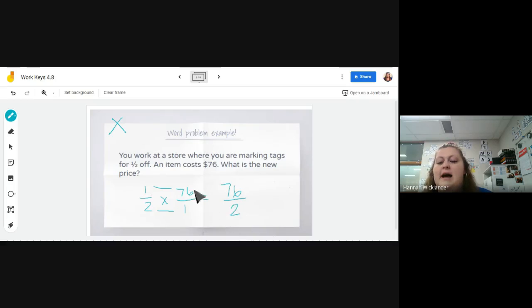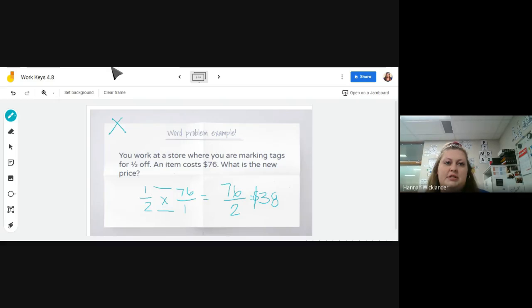And then I'm going to simplify, and I know that 76 divided by 2, if I plug that into my calculator, I get 38. Yep, 38. So half off of $76 is $38.